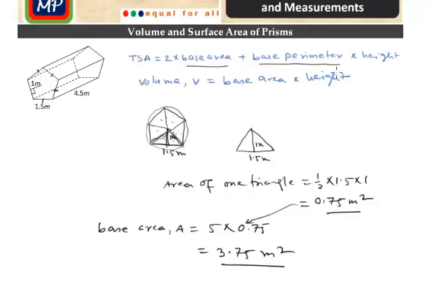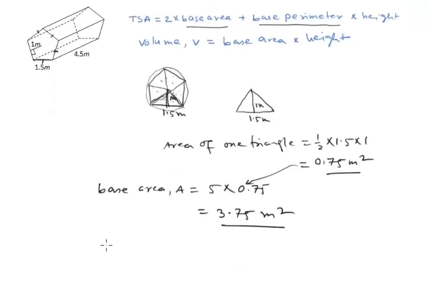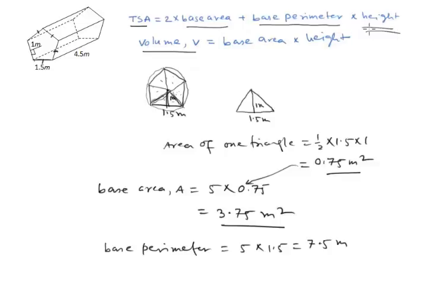Now the base perimeter: all arms are equal and each arm length is 1.5 meter. So the base perimeter is 5 times the arm length 1.5, which is 7.5 meter. Now we can use these two formulas for total surface area and volume. Total surface area is 2 times base area plus base perimeter times height.